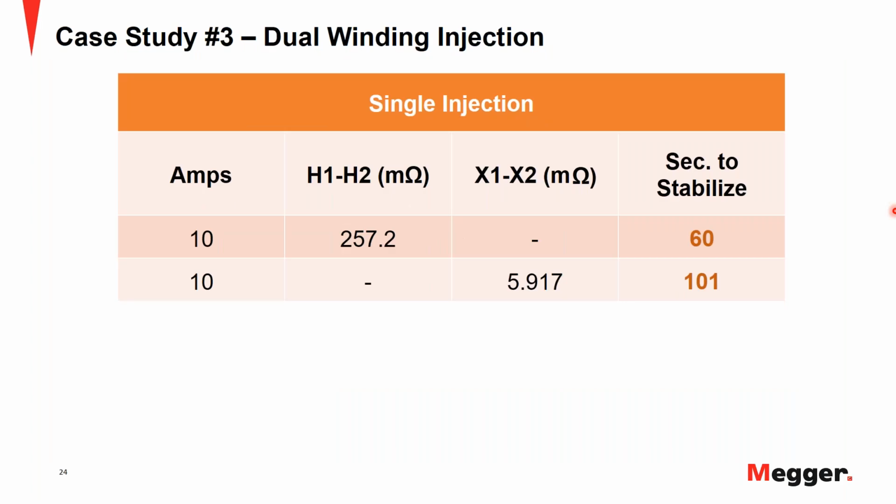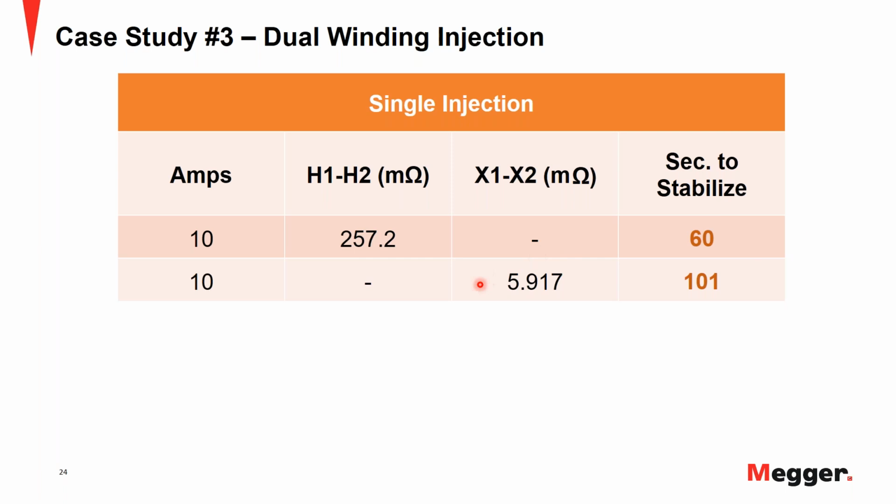So we measured winding resistance on this transformer as well. And we started off with using single injection techniques where you just measure one phase at a time. On the high side, or the primary side, we started with a magnitude of 10 amps and measured about 257.2 milliohms of resistance. And it took about 60 seconds to stabilize.